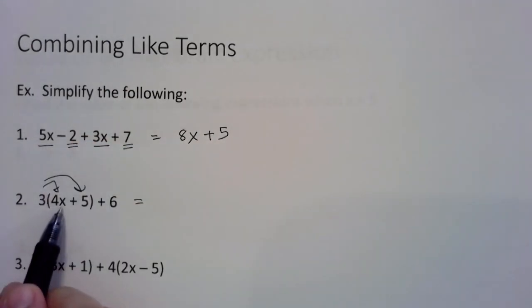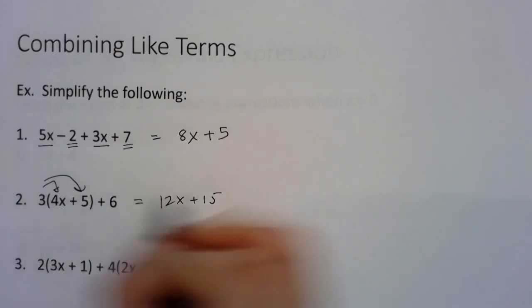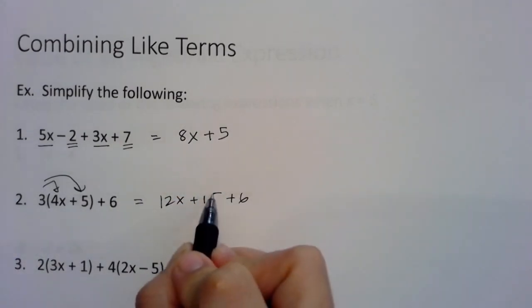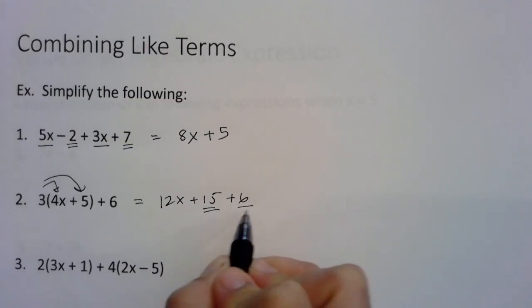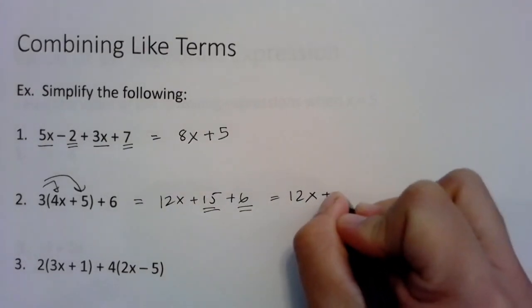For this next example, we would go ahead and distribute the 3. That would give us 12x plus 15, and then this plus 6. Now the only two that can be combined are the 15 and the 6. So that would be 12x plus 21.